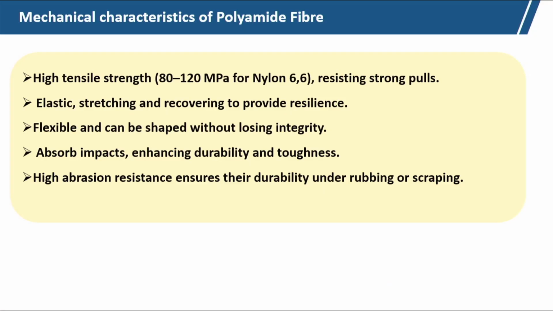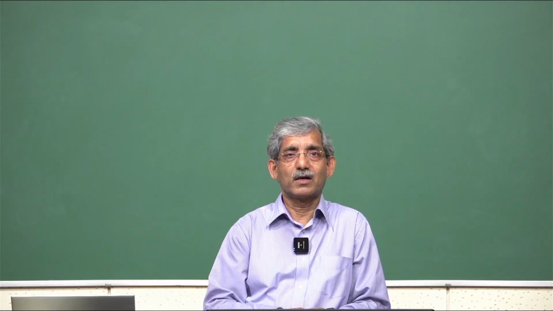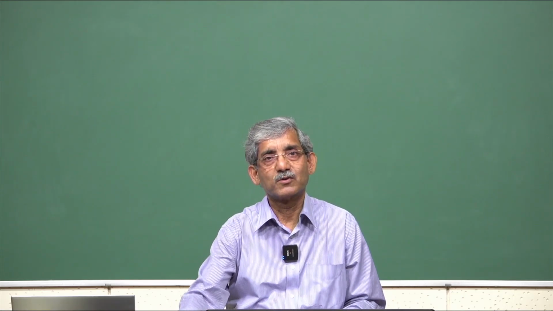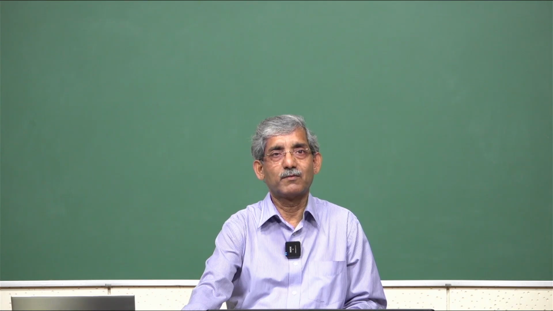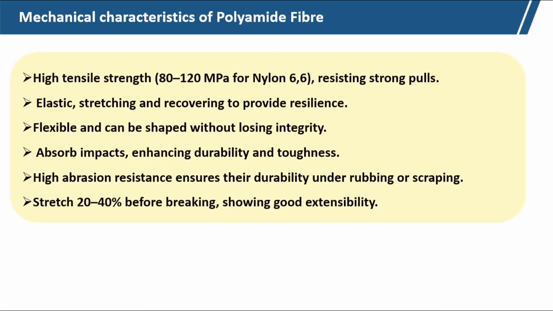High abrasion resistance ensures their durability under rubbing and scraping conditions. So, for outerwear garments where there is high abrasion, we can use this type of fabric. A common application is in socks, where high abrasion is always there. For those applications we use nylon polyamide fiber. It stretches 20 to 40% before breaking. So, its breaking strength is fairly good, showing good extensibility.